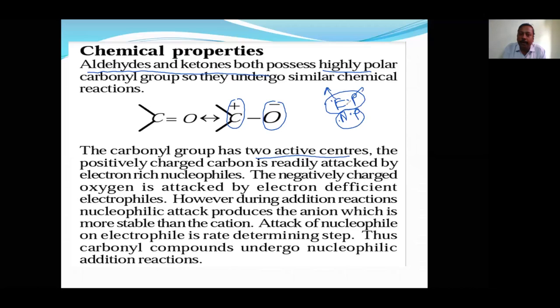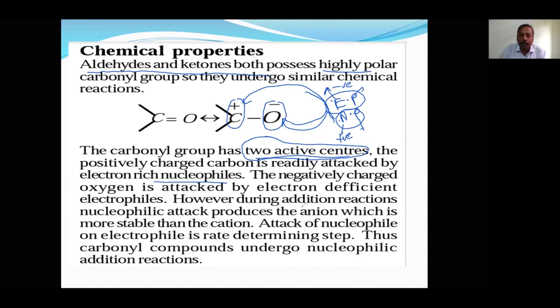Electrophile: electron attracting, negative attracting. Nucleophile: nucleus means positive, philic means attracting. So the nucleophile will go to carbon, and the electrophile will go to oxygen. That's why it is called two active centers: an electrophilic center and a nucleophilic center. The positive carbon is readily attacked by nucleophiles. See, I have written this: this is the nucleophile. The electrophile will attack on the oxygen.